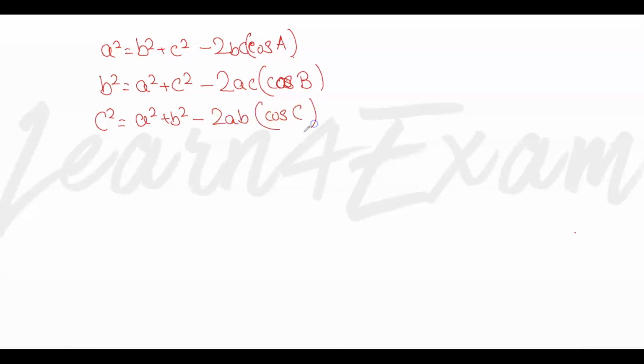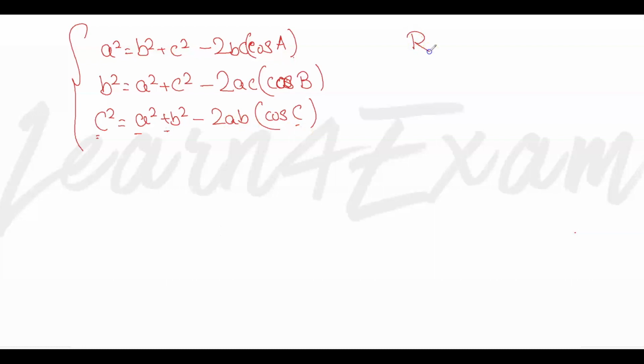The cosine rule plays a very important role when I have to find the length of a side when I only have two side lengths and one angle. So let's say I have a and b, and I need to find the length of side c. If I have these two sides and one angle, I can easily find that out. This is another thing I want you to keep in mind.